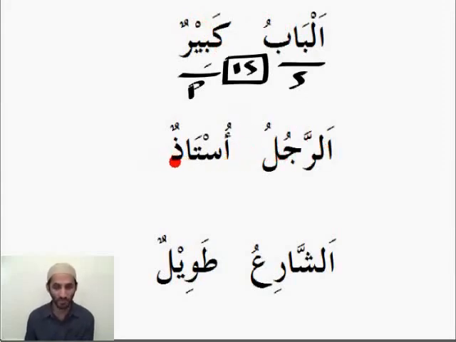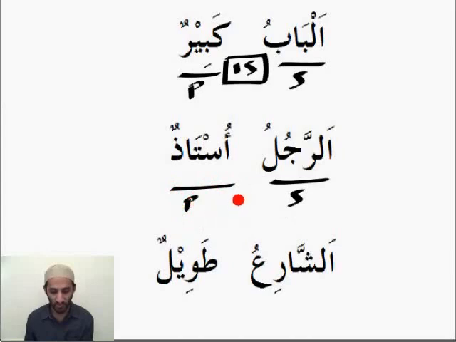Ar-rajulu ustadhun, and maybe you can even guess what this means now. So we have the first part, the subject, and the second part, the predicate, and we have a hidden "is" over here. So the man is a teacher, or a professor. Again, a definite subject and an indefinite predicate. And that's what indicates that this is a nominal sentence.